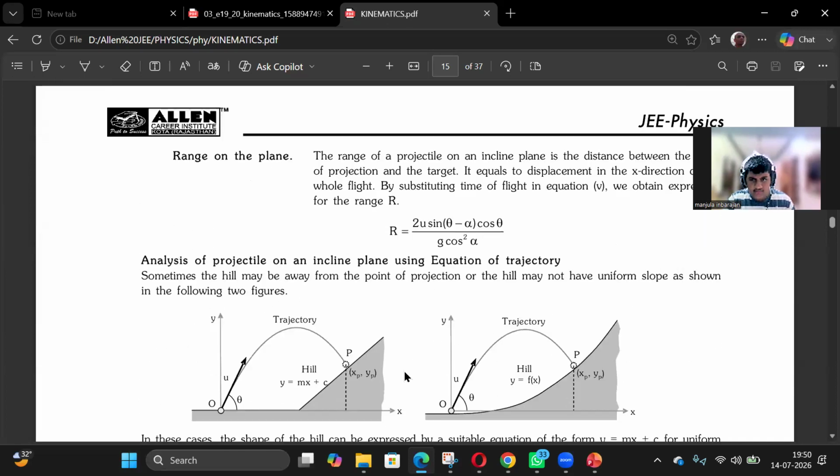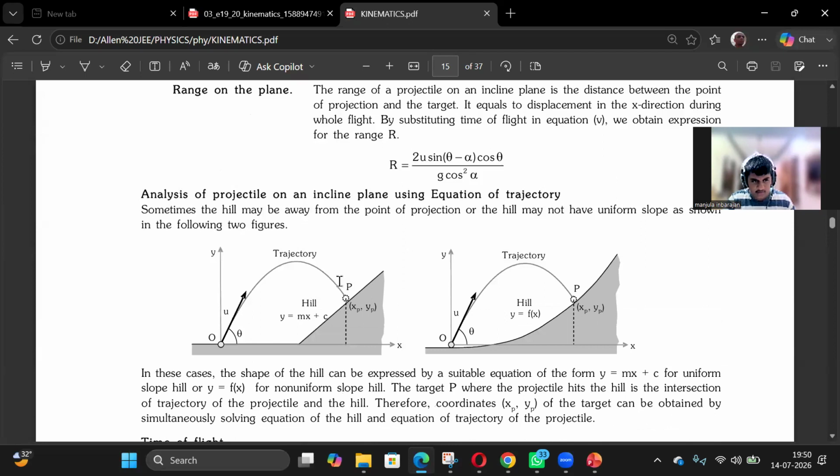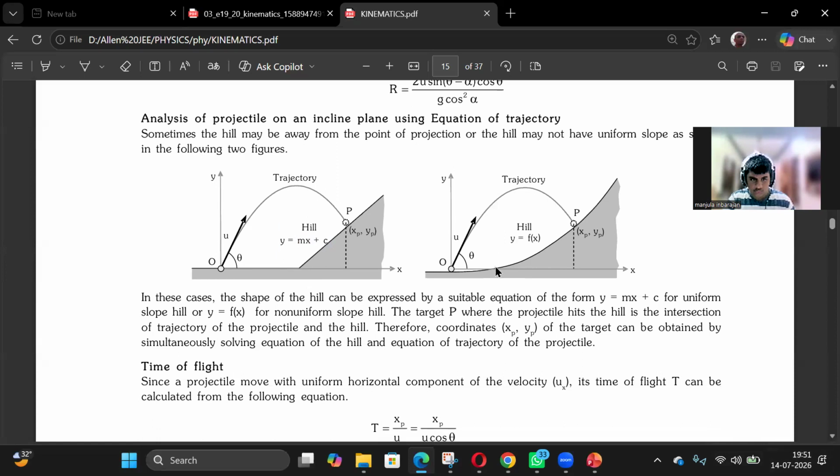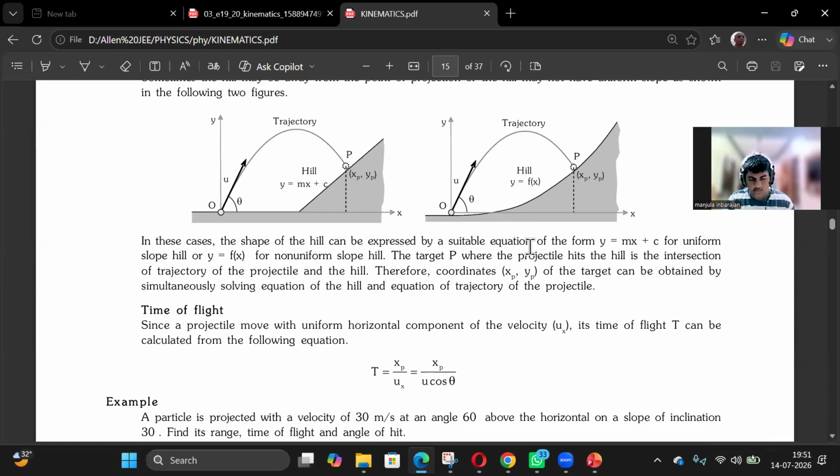Can't you use that v is equal to u plus at formula? For finding what? The xp and yp. No. Explain why this hill has to be given. What sort of hill is it? Property of the hill should be known. No, here he has given the hill as y equal to mx plus c. Okay, so from that we can find out where it will hit. Similarly, if it's a parabola, then the equation of this curve should be known.